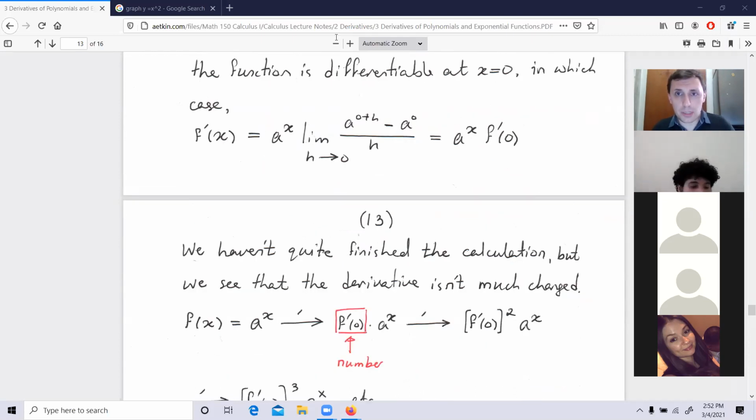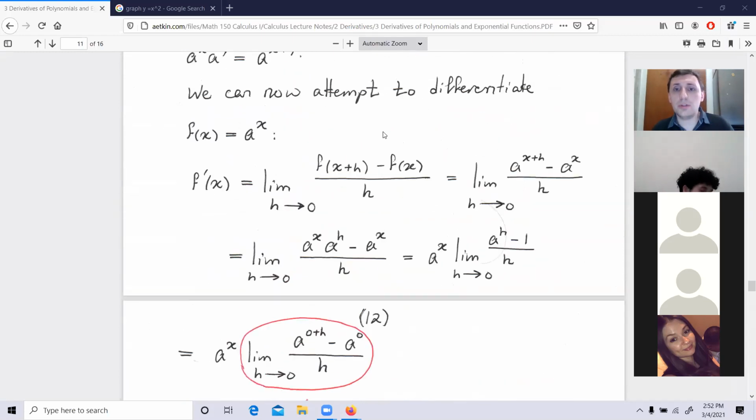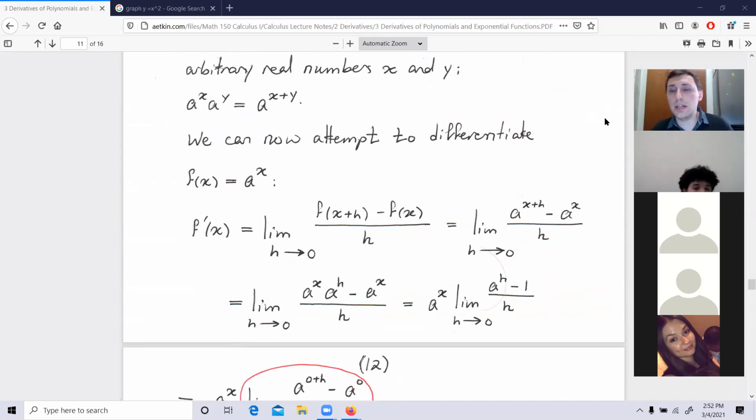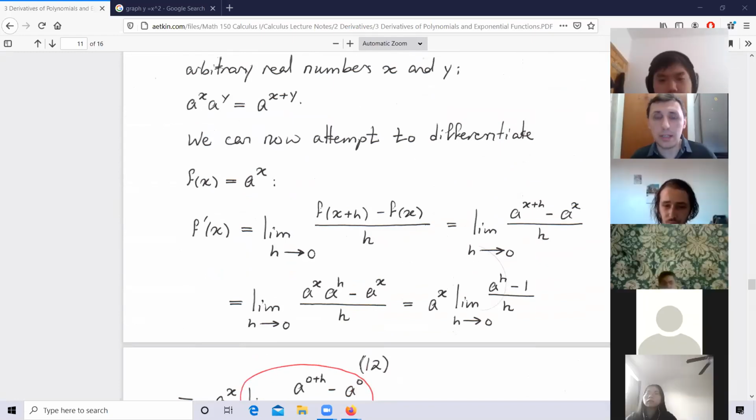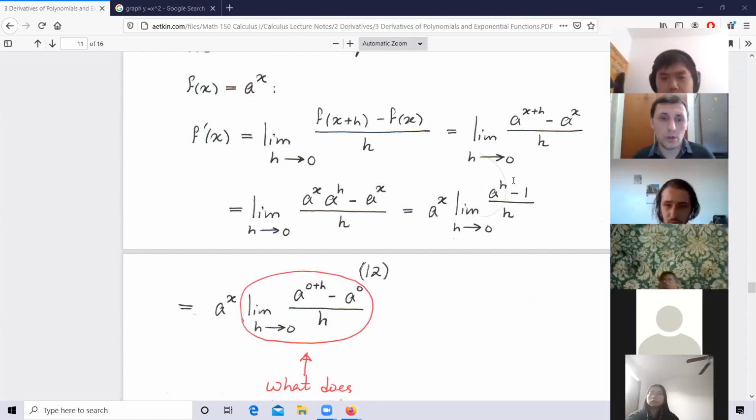Well, we're going with more explanation there, but are you with me up to this point, guys? Do you see what I did? I just recognized that I was taking the derivative at an arbitrary point x, and I ended up taking the derivative at the point 0. This limit here is the derivative of the function a to the x, where x equals 0. Do you all see that?